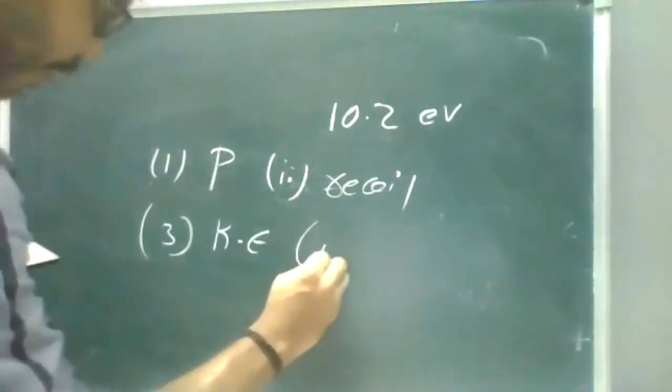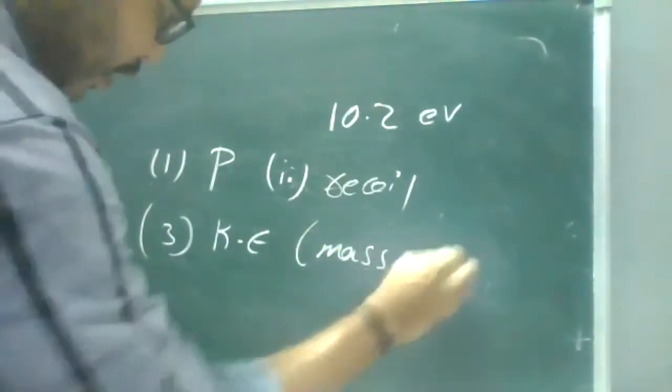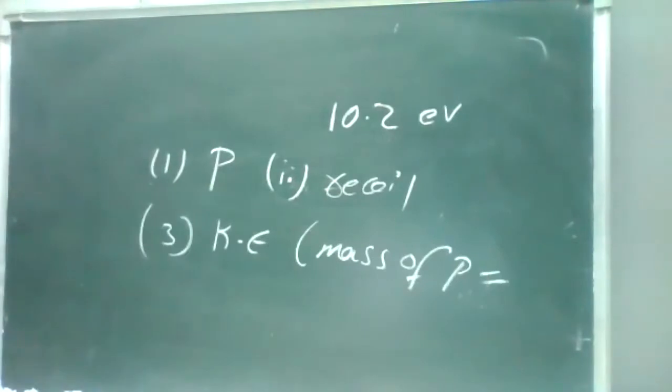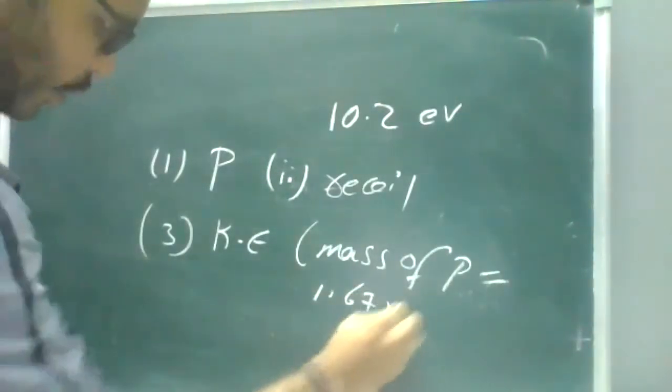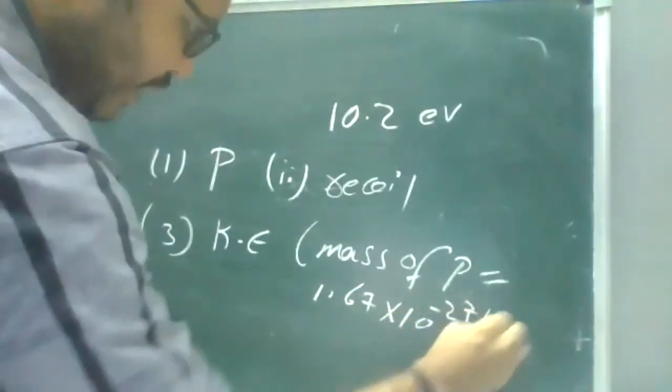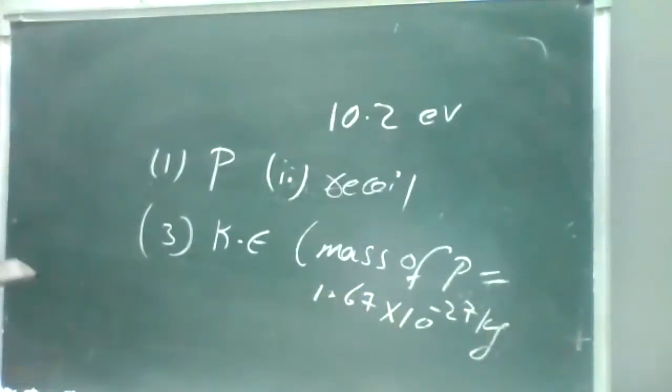In brackets, mass of proton they have given here. Mass of proton is equal to 1.67 into 10 power minus 27 kgs. I'll repeat the question.